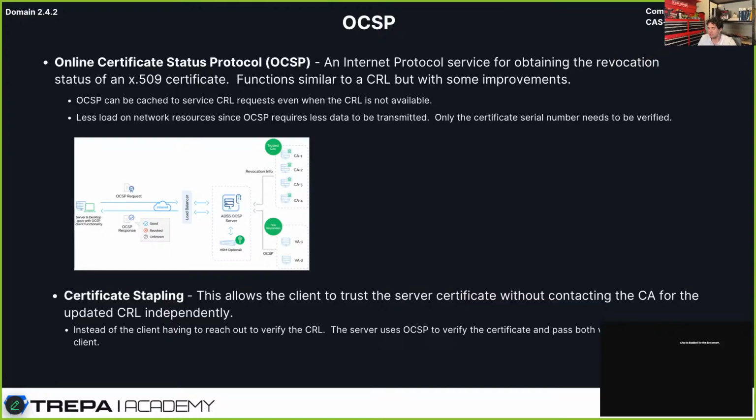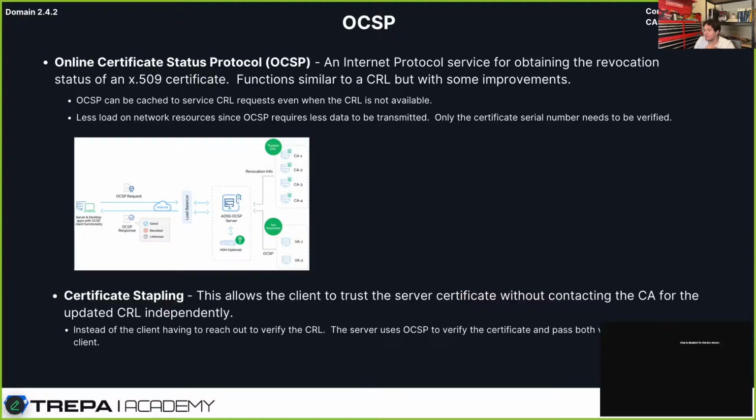So Online Certificate Status Protocol, this is an internet protocol service for obtaining the revocation status of a certificate. It's just like a CRL, but with the CRL, when we check the certificate revocation list, you have to download the whole thing, and it may be very large, like hundreds of megs. With OCSP, you can send a message to an OCSP server or service that says, I just need to check trepatech.com. I don't need to download the whole list and search from there. I just need to check it real quick. So that's OCSP. It makes it a little faster.